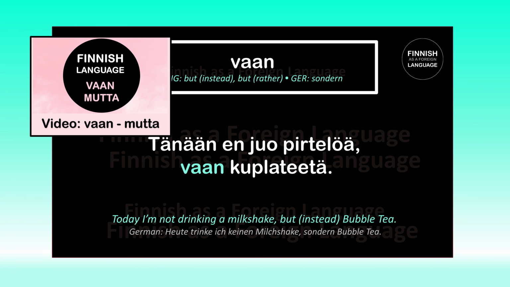And kuplateetä means bubble tea, standing also in the partitive case because we're talking about an indefinite amount of bubble tea. So again, our conjunction here is vaan, meaning but instead or but rather. Let's repeat again. Tänään en juo pirtelöä, vaan kuplateetä. Today I'm not drinking a milkshake, but bubble tea.